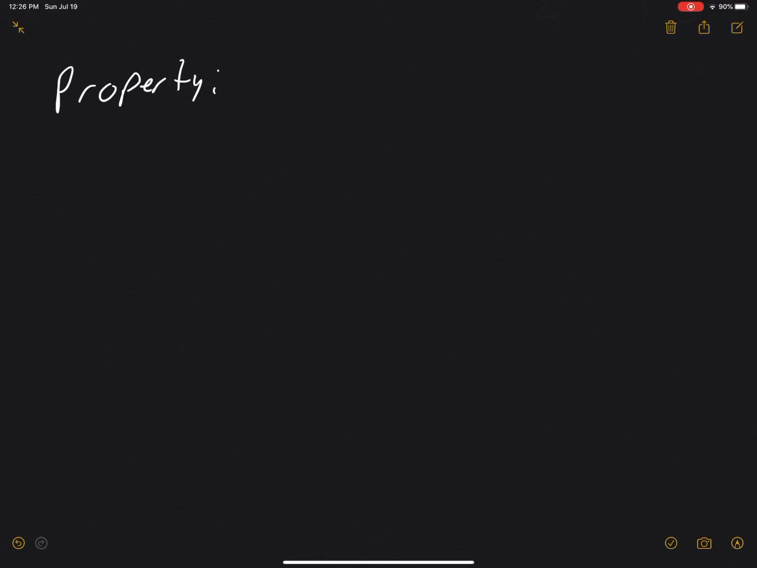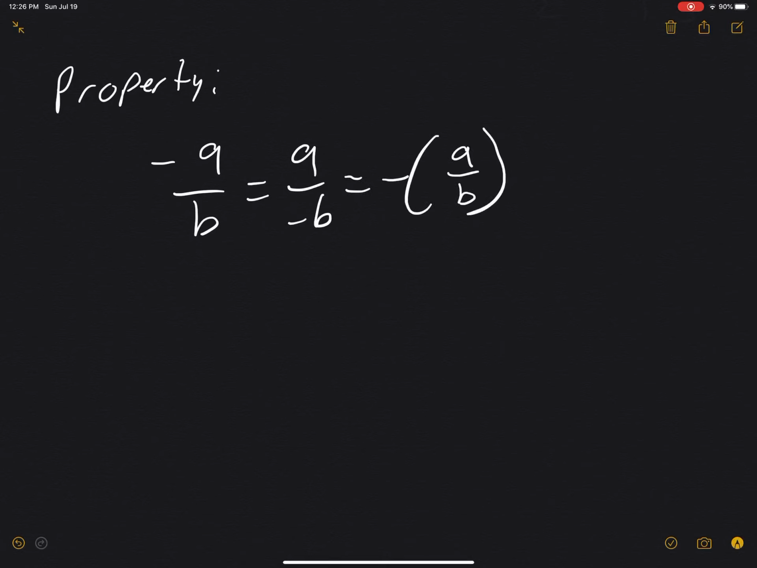And this property is negative a over b is equal to a over negative b. If you have one negative sign in a fraction, that whole fraction is negative. This is equal to negative a over b, negative the whole fraction.